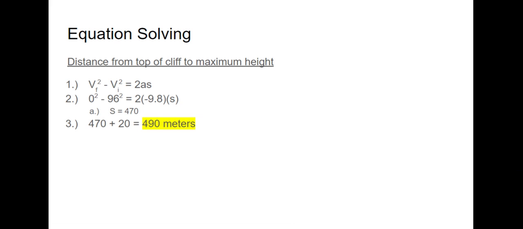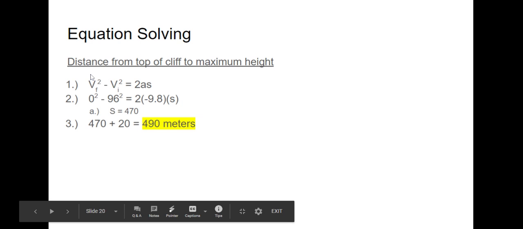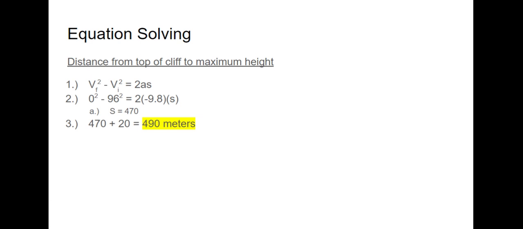So in order to solve this problem, I calculated the distance from the top of the cliff to its maximum height. I did this by utilizing the kinematic equation Vf² - Vi² = 2as. The initial velocity in the vertical direction is 96 meters per second, and the final velocity at the projectile's maximum height, or P, is 0. And the acceleration is equal to gravity, which is negative 9.8 meters per second squared. So by substituting values, I found that s is equal to 470, meaning that the distance from the top of the cliff to the maximum height of the projectile was 470 meters.